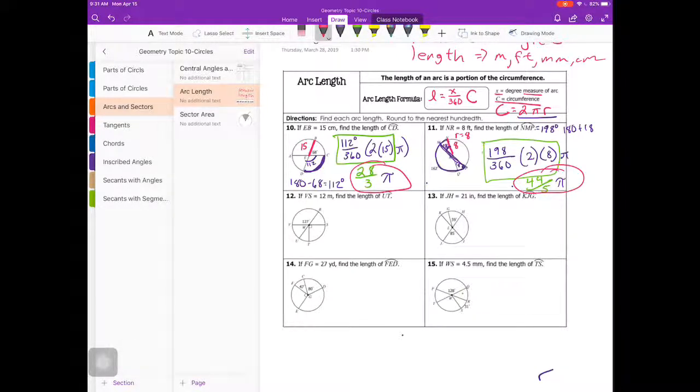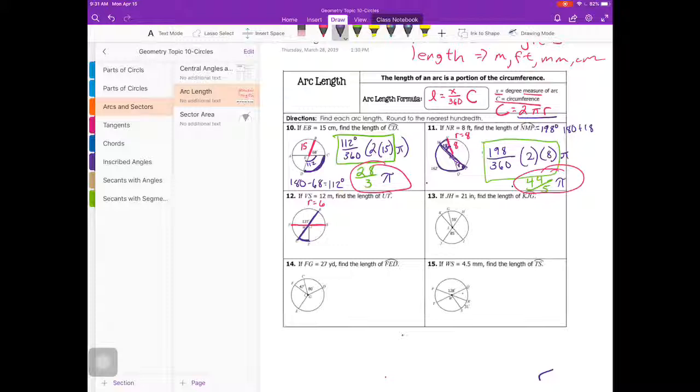Okay, question 12. If VS, now here's the tricky part, because VS is actually a diameter. So that means that our radius is going to be 6 in this case. And we need to know the arc length of arc UT. Now, to get UT, we're going to have to do a couple of different things here.